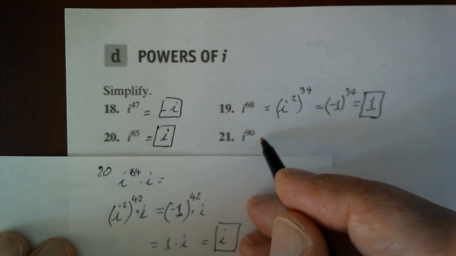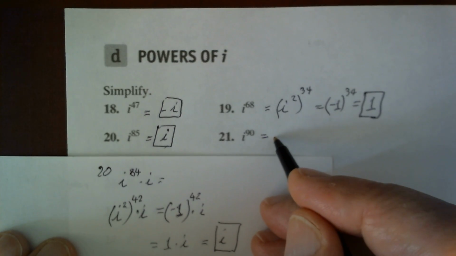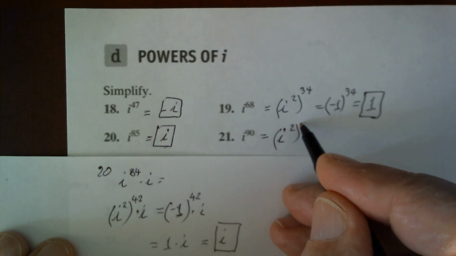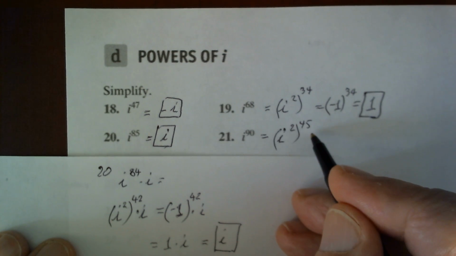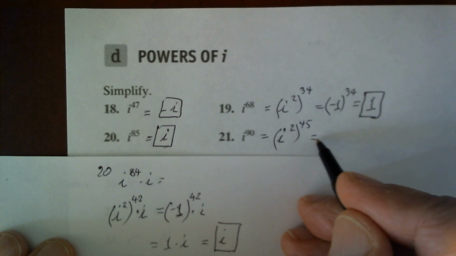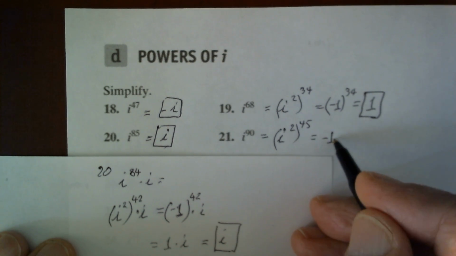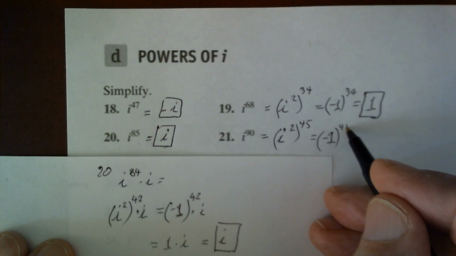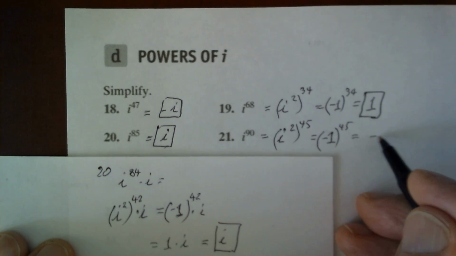And number 21, we can write it as i squared to the 45th power. And since i squared is equal to minus 1, we're now raising minus 1 to an odd power of 45, so that's equal to minus 1.